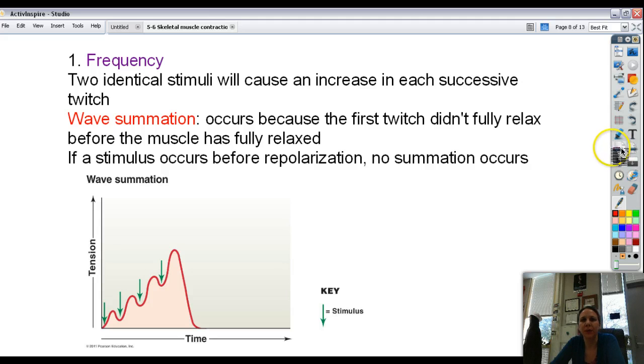If I change the frequency, so pretend that me poking you is a stimulation. If I just keep on poking you like this over and over and over again, what's going to happen is that those identical stimuli will cause an increase in each successive twitch. So here's a twitch, here's a twitch, here's a twitch. But the only thing is I'm not letting it get back down to the bottom. And so if I poke it and apply the stress to it, then it's going to twitch again, but a little bit higher than the previous. We call that a wave summation.